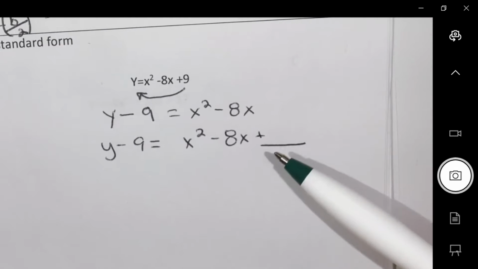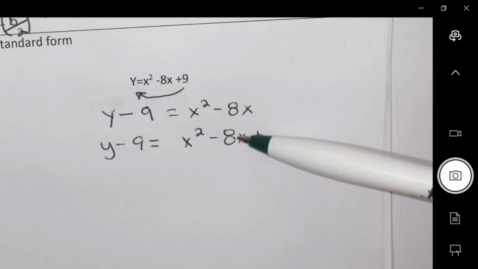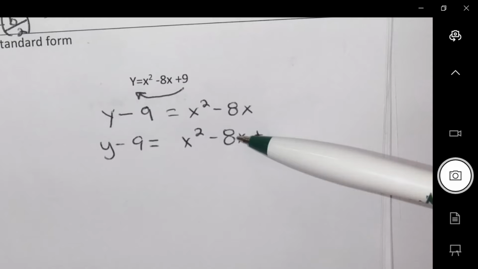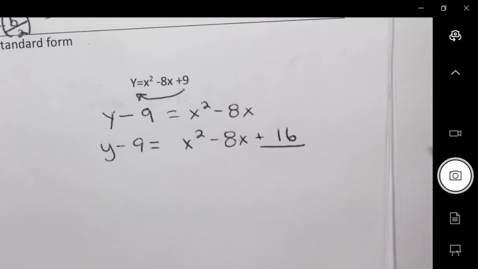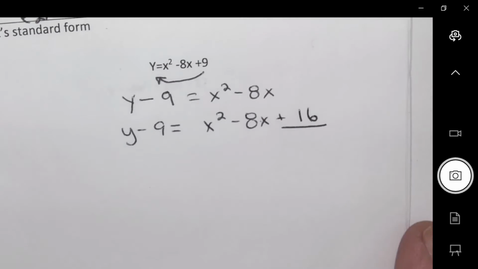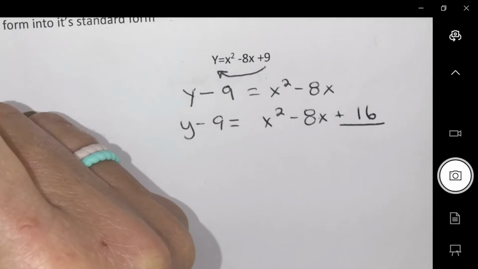Equals 16. 16 because I took half of this because I knew my doubling number would have been, I'm using a -4, so that's taking half of it. And a -4 squared is 16. Okay? Then, step 3 is to balance this out.